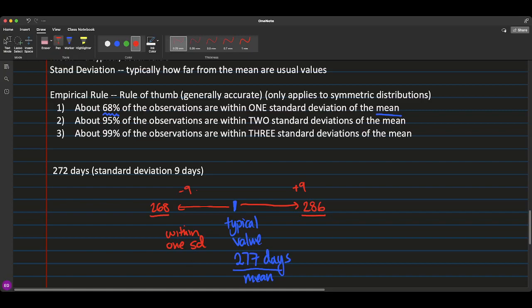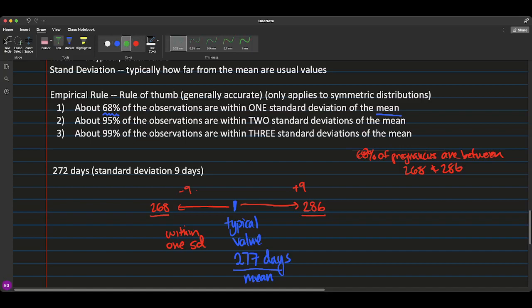So what do we know? About 68% of women, or 68% of pregnancies, are between 268 and 286 days long. Okay, that's the one standard deviation of the mean.